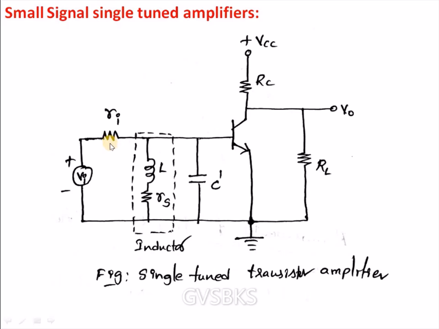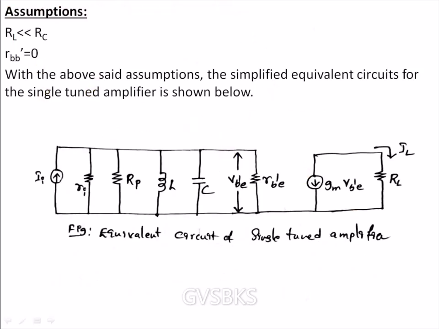Ri is the source resistance and Vi is the voltage source. VCC is the supply voltage and RL is the load resistance. RC is the collector resistance. In order to do the derivation for the small signal single tuned amplifier, we have to take some assumptions. Those assumptions are RL is very much less than RC and RBB dash is equal to 0. The resistance between base and virtual base should be 0. These two assumptions we are going to take in order to draw the equivalent circuit.